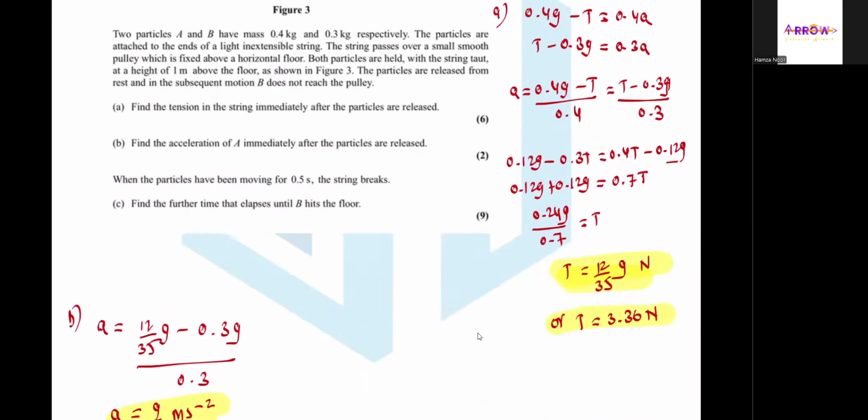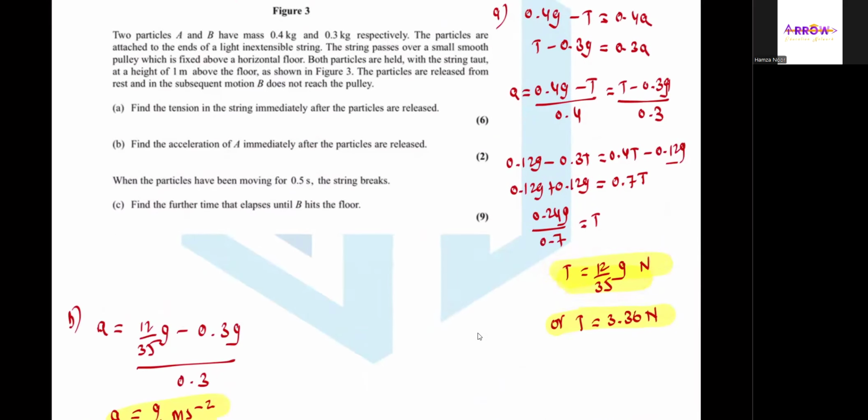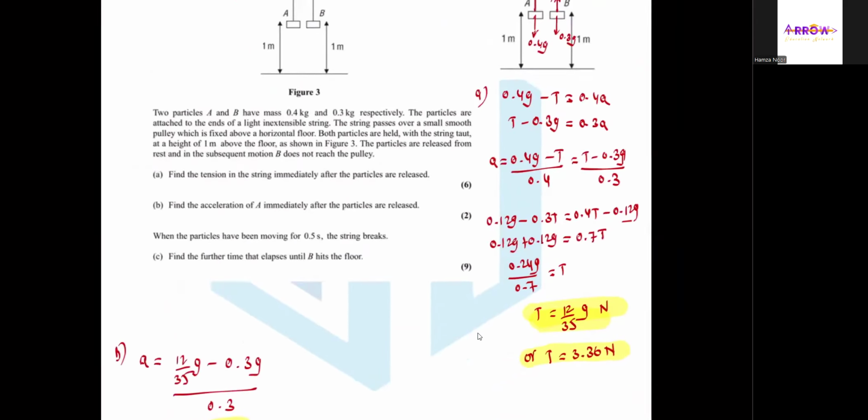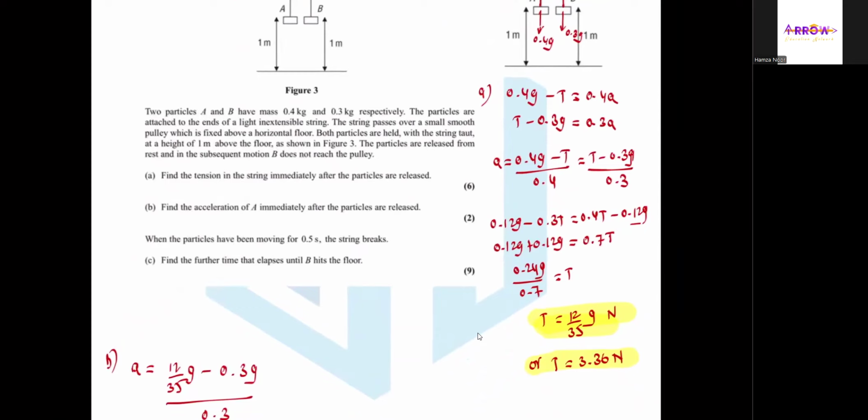T equals 12g over 35 newtons, or you can just use the value of g over here and give your answer correct to three significant figures. In this particular question, in terms of g was not compulsory. It was not compulsory to mention the tension in the string in terms of g, so both are fine. My usual practice is to always first find in terms of g and then accordingly answer the question.